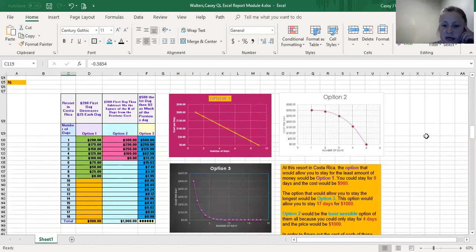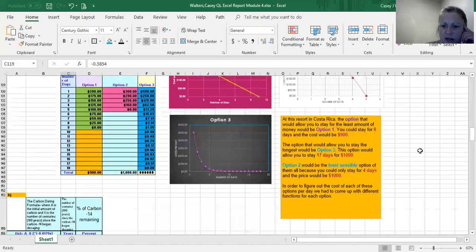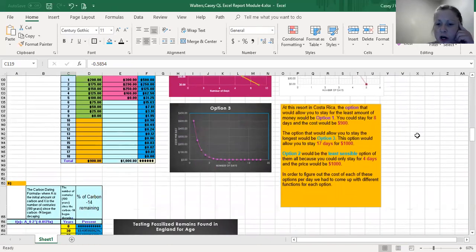Okay, and on number 5, at this resort in Costa Rica, the option that would allow you to stay for the least amount of money would be option 1. You could stay for 8 days and the cost would be $900. The option that would allow you to stay the longest would be option 3. This option would allow you to stay 17 days for $1,000. Wow, it's 9 more days for $100. Option 2 would be the least sensible option of all, because you could only stay for 4 days and the price would be $1,000. That's horrible.